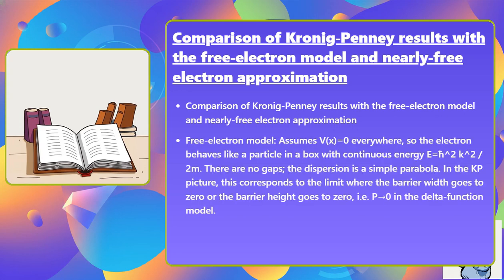The free electron model assumes V(x) equals 0 everywhere, so the electron behaves like a particle in a box with continuous energy E equals ħ²k² over 2m. There are no gaps. The dispersion is a simple parabola.